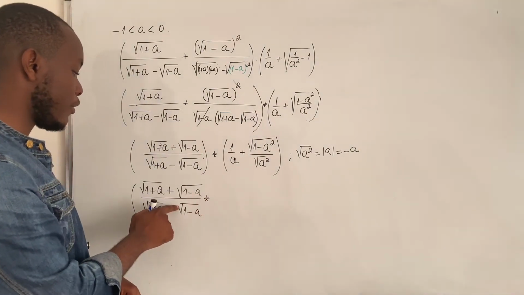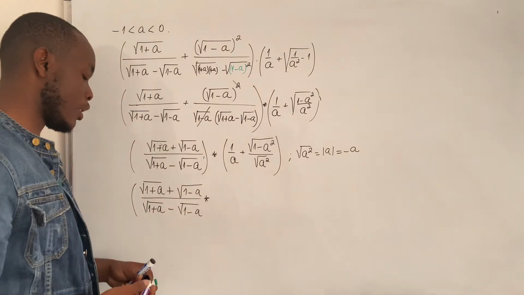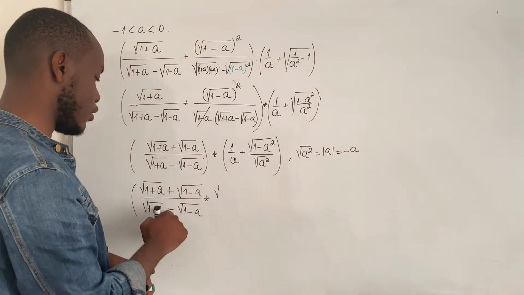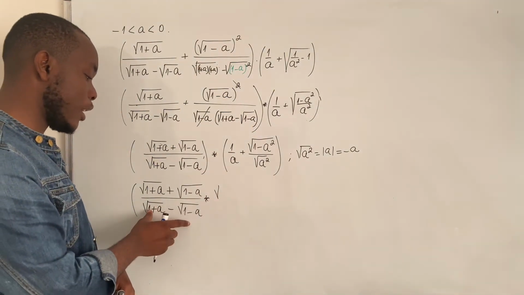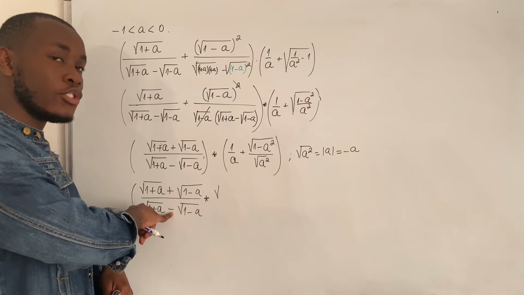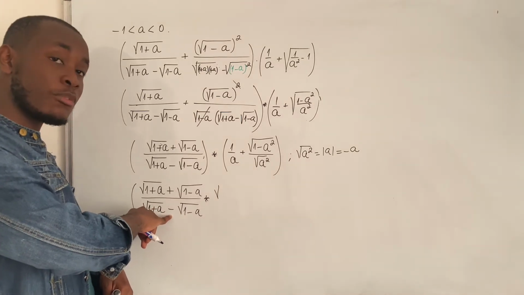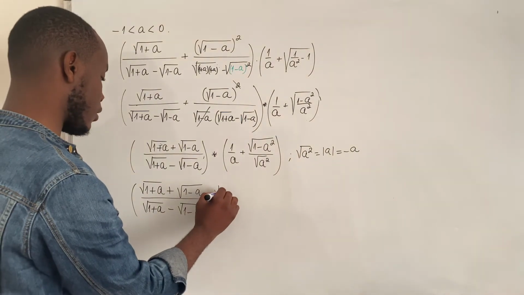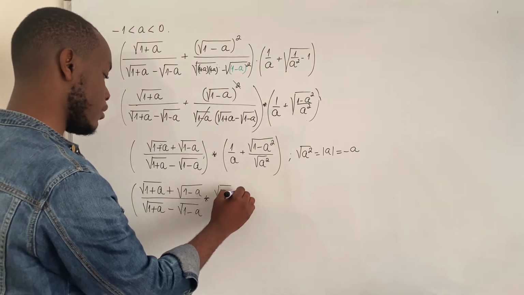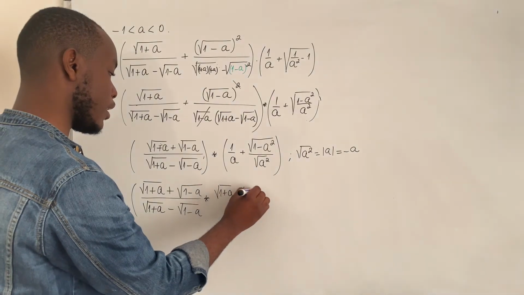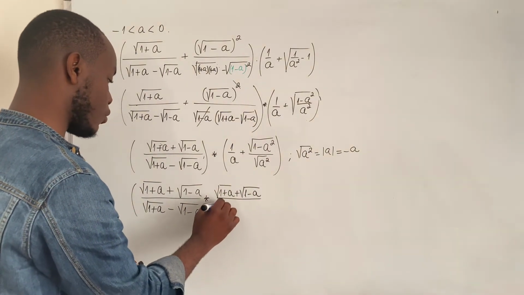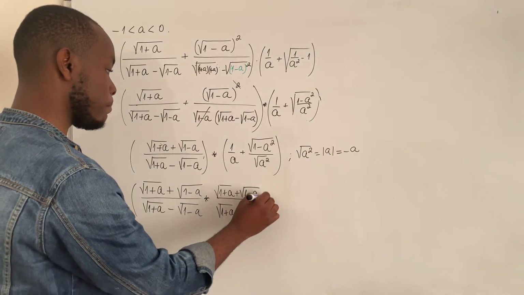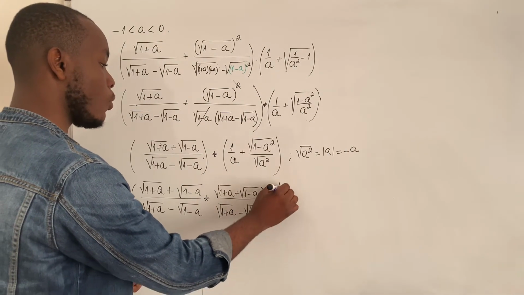Since they both have index 2, we can multiply by its conjugate. Its conjugate in this case is going to be a similar expression, but the main sign changed. If it's positive here, negative. It's negative, positive. Since we have a negative, then it will change to positive. Or we're going to have 1 plus a plus square root of 1 minus a over square root of 1 plus a minus square root of 1 minus a, times 1 over a.